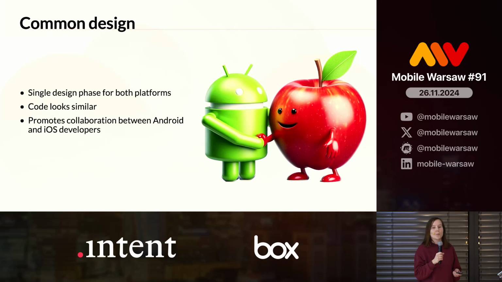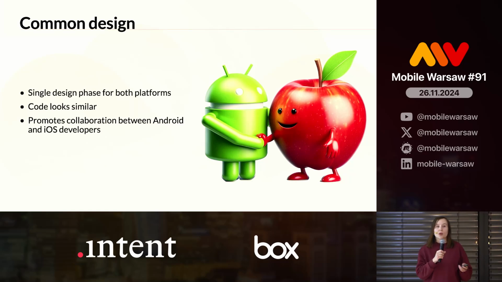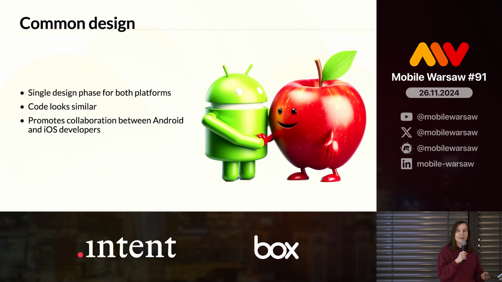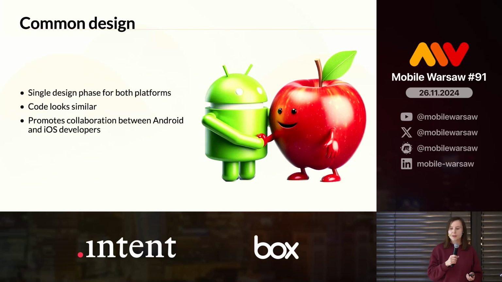We see a few benefits. One of them is a common design on both platforms. So developers from Android and iOS can create designs together and discuss implementation. We can copy good solutions from each other. We can solve problems together. The code looks similar, so me as an Android developer, I can actually understand what's happening on the iOS side because I'm looking for known patterns like state, reducer, actions, environment. So definitely it helped to promote collaboration inside our mobile teams.